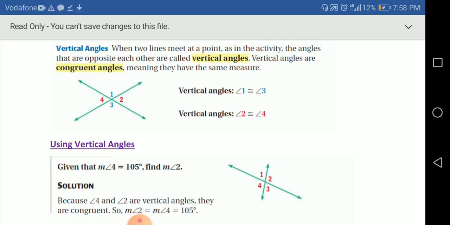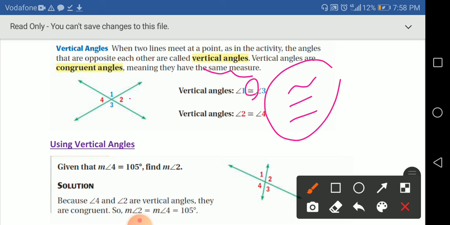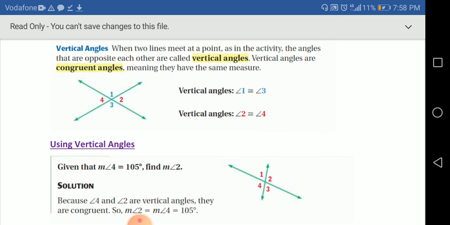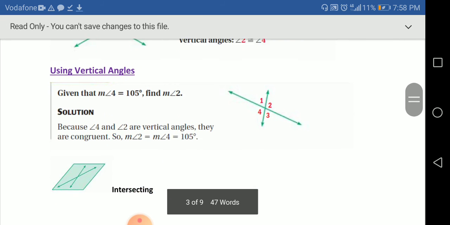So 1 and 3 are what now? Congruent. I need to hear your voices now. Congruent. This sign means they are congruent, means equal, but in angles we say congruent, the same measure. Okay guys, what about 2 and 4? They are congruent. Why are they congruent? Because they are vertical opposite angles. We will use this when we want to find an angle.